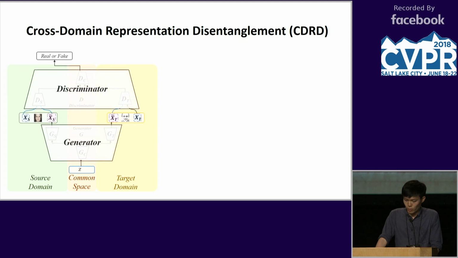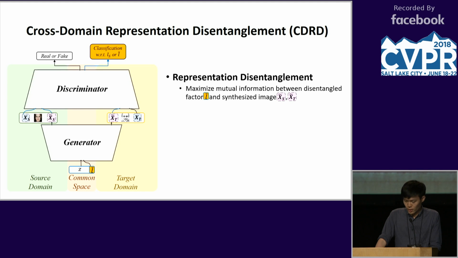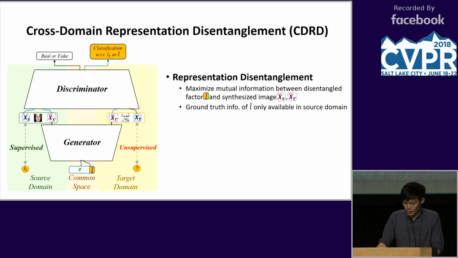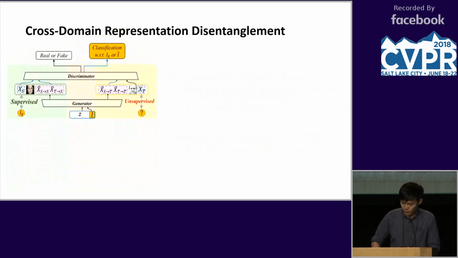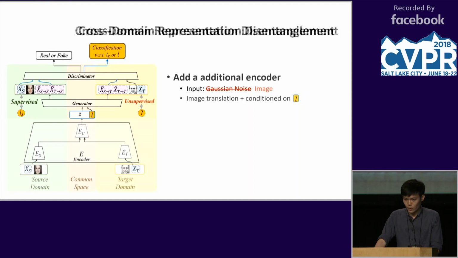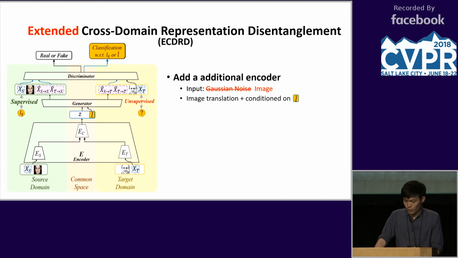Basically, our proposed model is based on GAN. We aim to learn the disentangled representation by maximizing the mutual information between disentangled factors and the synthesized image. The ground truth information is only available in the source domain, so the semantics of the factor is learned from source domain data. To further address domain shift, we share both generator and discriminator. We further add an additional encoder to perform the image translation conditioned on the attribute of interest.